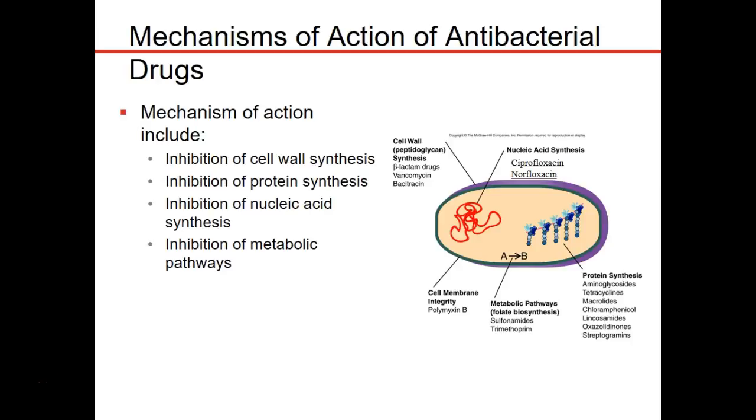Again, without producing the proper proteins, you can't divide. You can have drugs that inhibit nucleic acid synthesis. So without the DNA production, you can't replicate the DNA and then you can't divide. Or you can inhibit metabolic pathways so that the cells can't produce energy like they're supposed to.